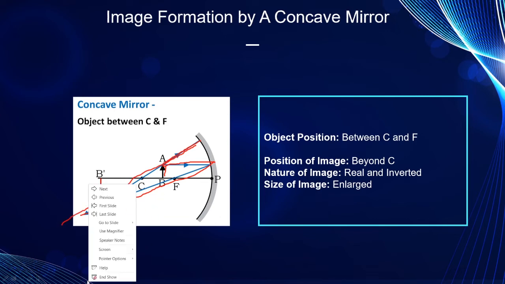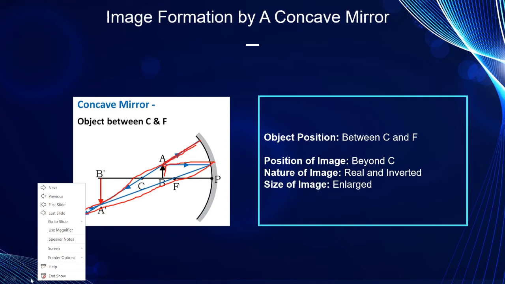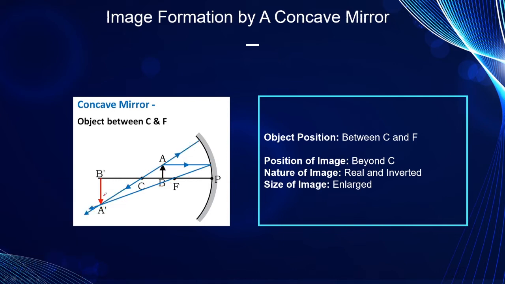Got it? And I can see them meeting at a point which is beyond the center of curvature. So my image position is beyond C. The rays are actually meeting, so it is real. If it is real, it has to be inverted. And yes, I can see the head hanging down. I have to write A dash B dash here. Okay, mark the arrows, this is the first ray, this is the second ray. This ray went that way and this one came back from there. Got it?